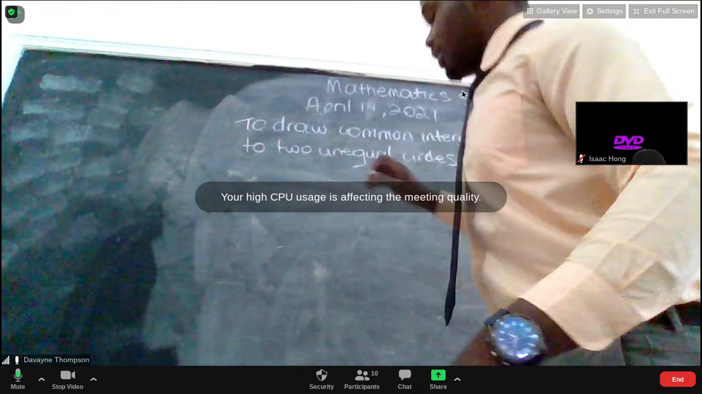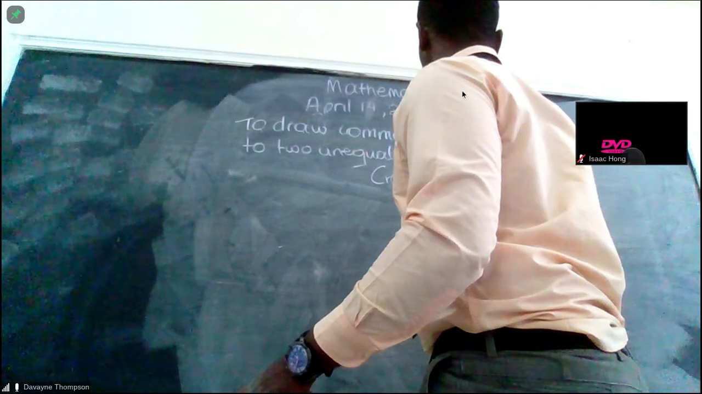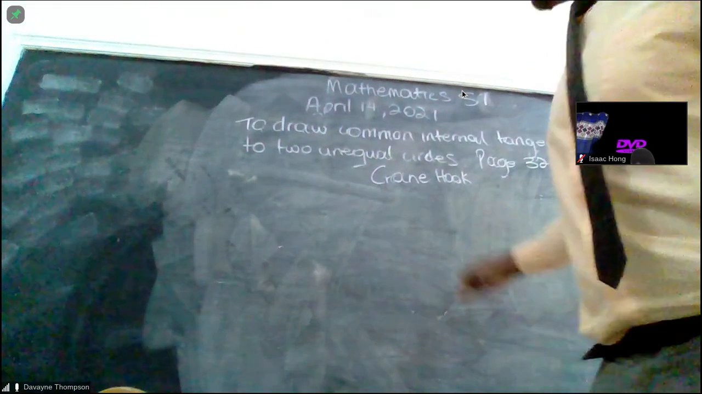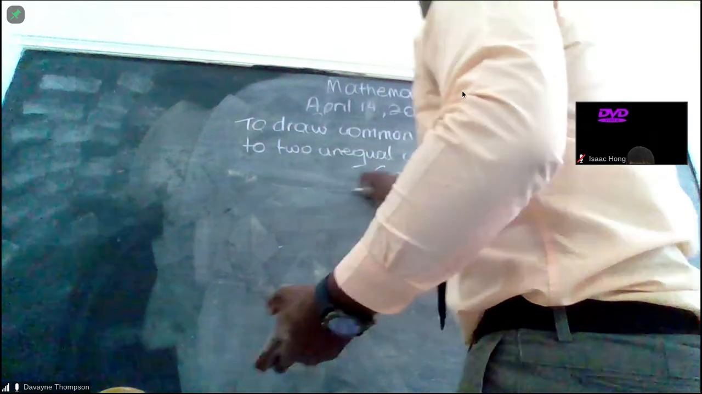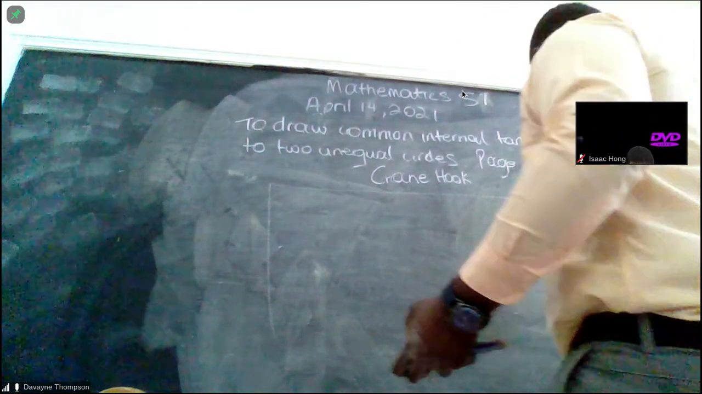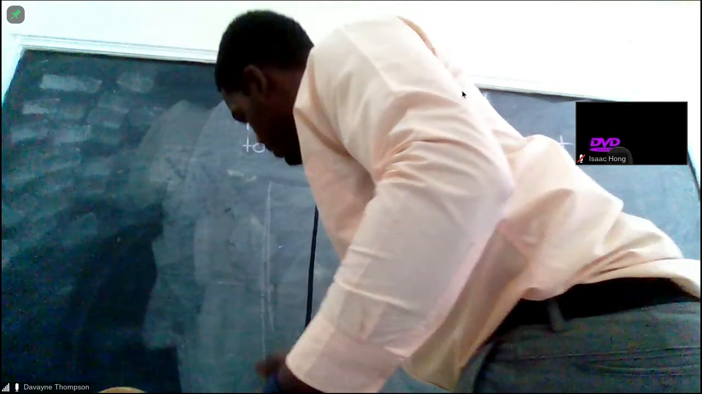So the crane hook design. The first thing that you must do is have your set square or T-square, and you're gonna border your page. Just quickly sketch your page right here. Okay?